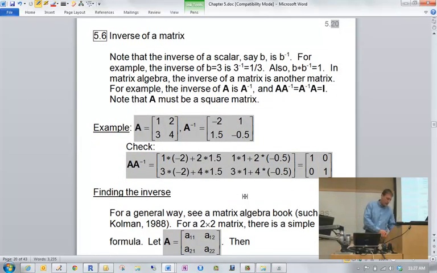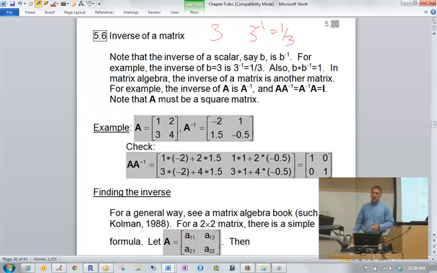Section 5.6, the inverse of a matrix. So back in your grade school days, you learned about taking an inverse of a number. So if I have a number 3, and if I want the inverse of it, that's 3 to the negative 1, or 1/3. And if I were to take 3 times 1/3, what do I get always? 1. So in other words, if you take a number times its inverse, you get 1 back. Kind of like an identity.